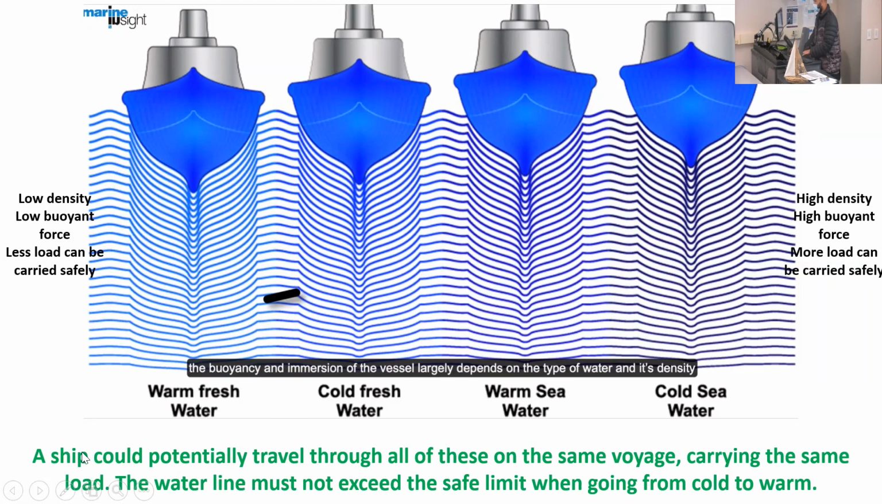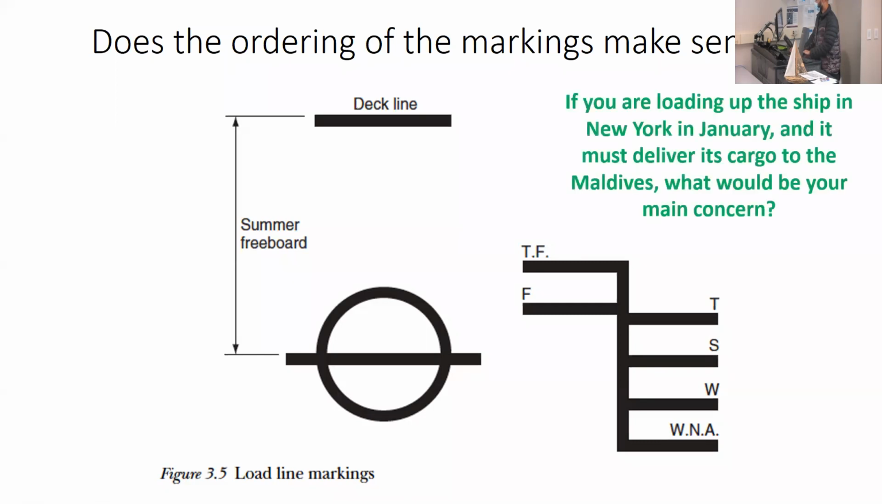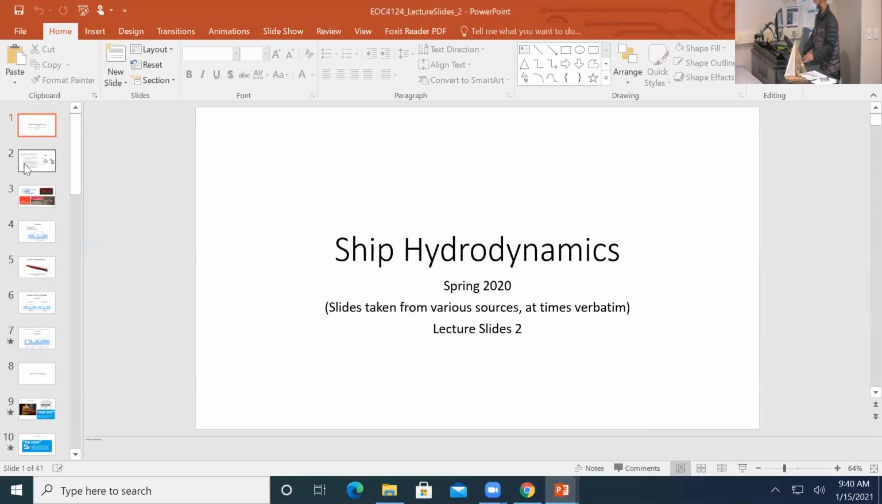All right, again, same thing we talked about. The ship could go through all of these different temperatures on the same voyage. So the water lines help us make sure nothing bad happens. Okay, ordering makes sense now. Why? Tropical freshwater is on the top. Winter North Atlantic is on the bottom. Yeah, good. All right. So then we continue.